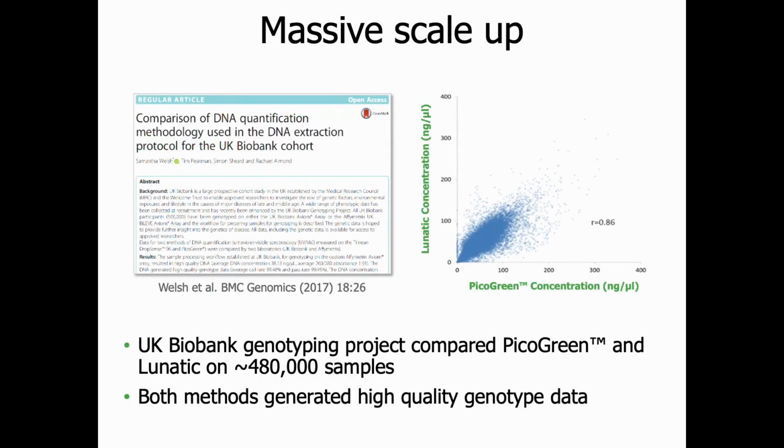This UK Biobank study also compared Lunatic to picogreen across nearly 500,000 samples, and the results showed a strong correlation in DNA quant between the two methods, validating the accuracy of this UV-Vis approach at massive scale. Most importantly, they found no difference in the quality of the downstream data depending on the measurement technique. And unlike picogreen, Lunatic also provides purity information in addition to concentration, and costs about half as much per sample. These findings were published in Welsh et al. in 2017 if you'd like to dig into the data for yourself.